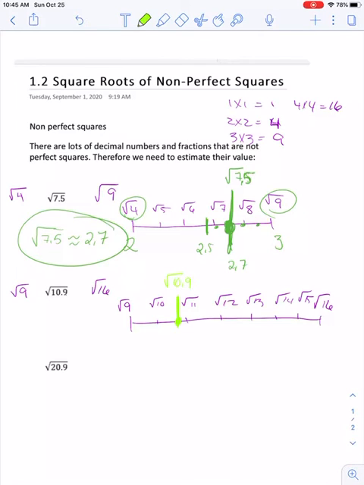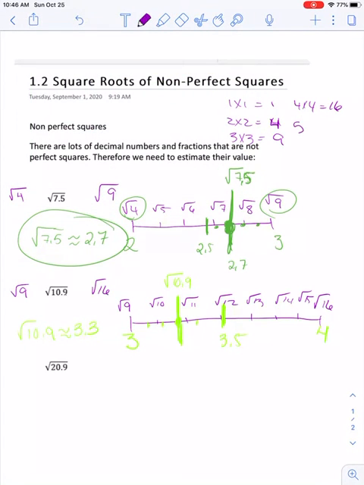Now we're going to go at the bottom. I know that the square root of 9 is 3, and I know that the square root of 16 is 4. So I know that the square root of 10.9, and we're estimating, would be in between 3 and 4. I'm going to give myself a little bit more benchmarks. I know that 3.5 would be approximately there. If I cut my number line, 3.1, 3.2, 3.3, 3.4, the square root of 10.9 would be approximately 3.3.